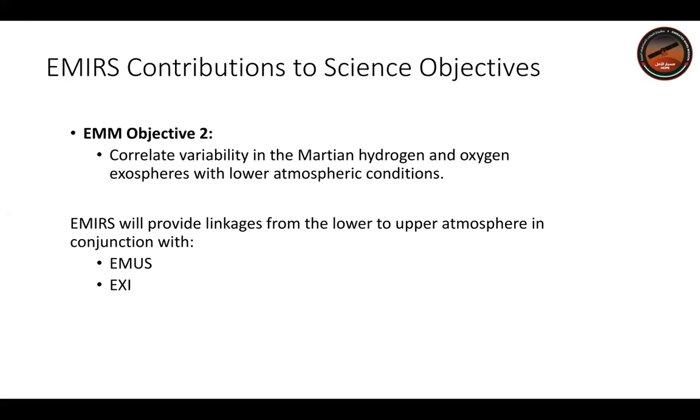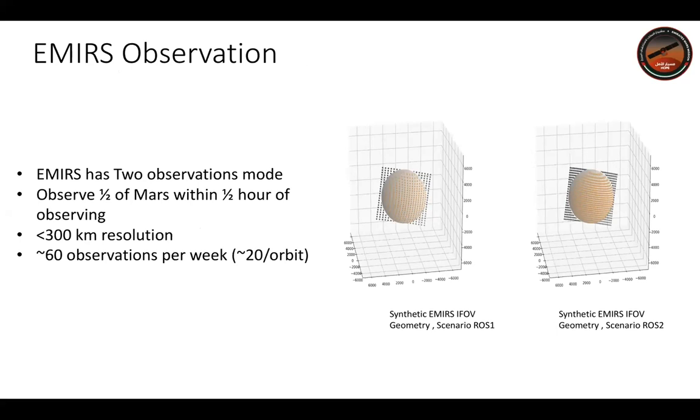EMIRS has two observations, and these observations are done 20 times per orbit in the nominal science orbit. It means it takes 60 observations per week, and the duration for an observation is 20 minutes at periapsis and 8 minutes at apoapsis. So it observes half of Mars with resolution less than 300 kilometers.